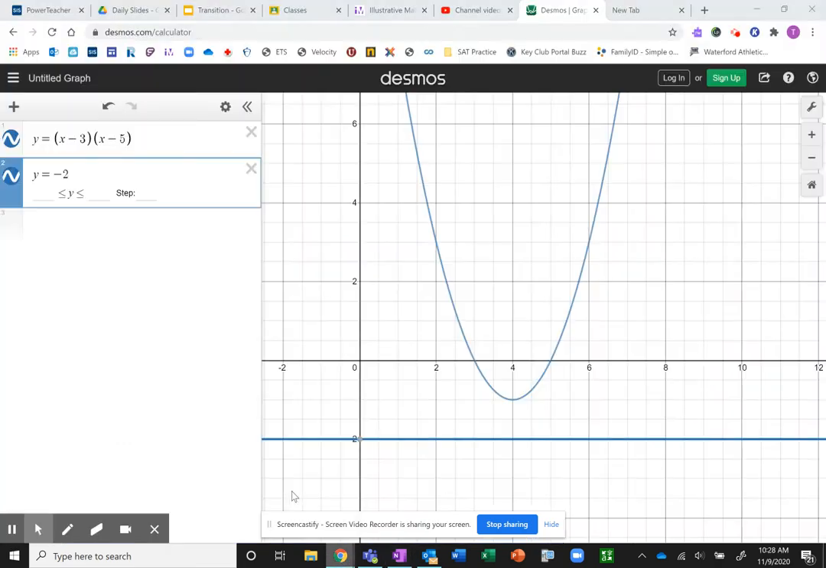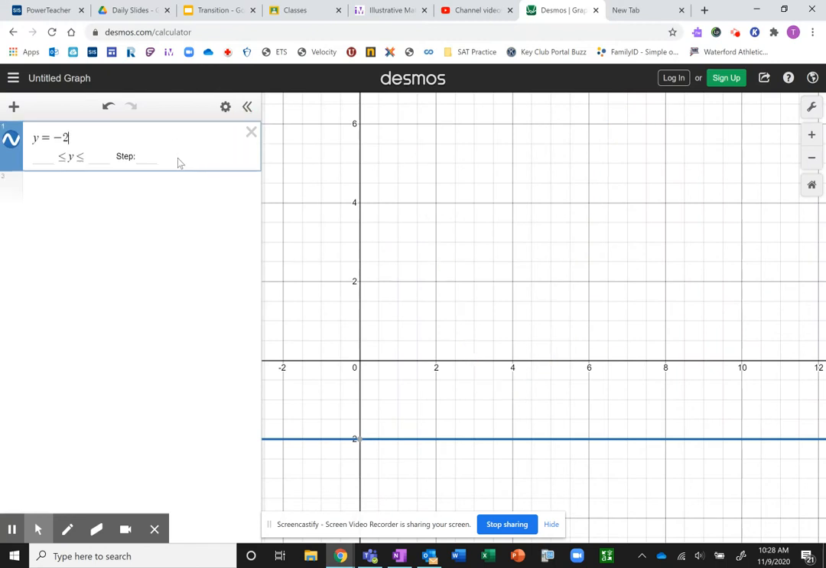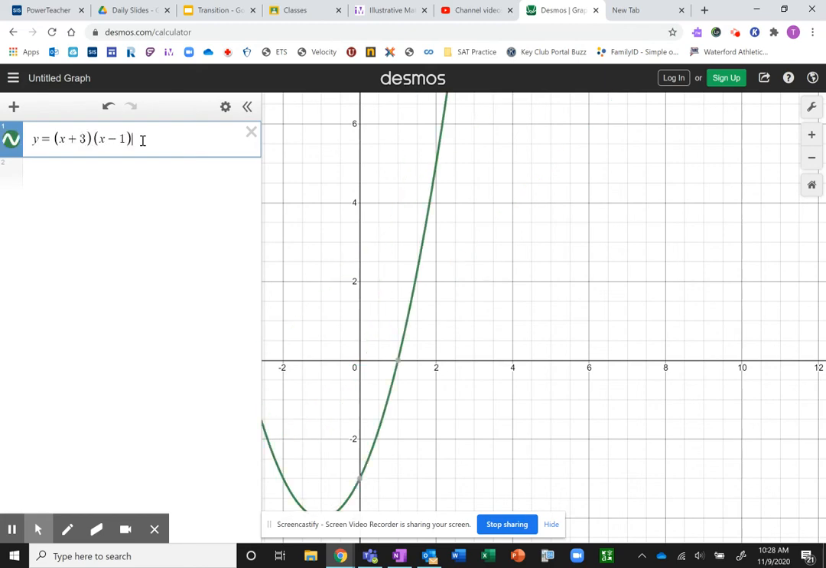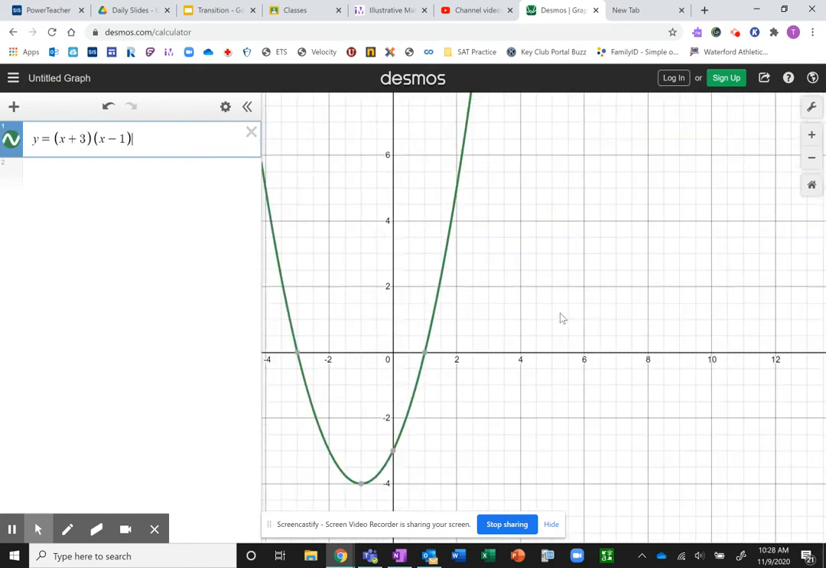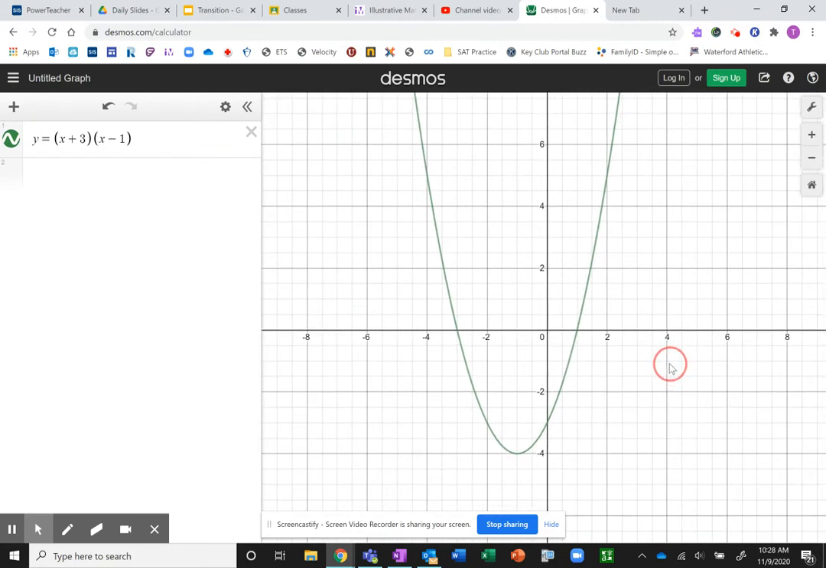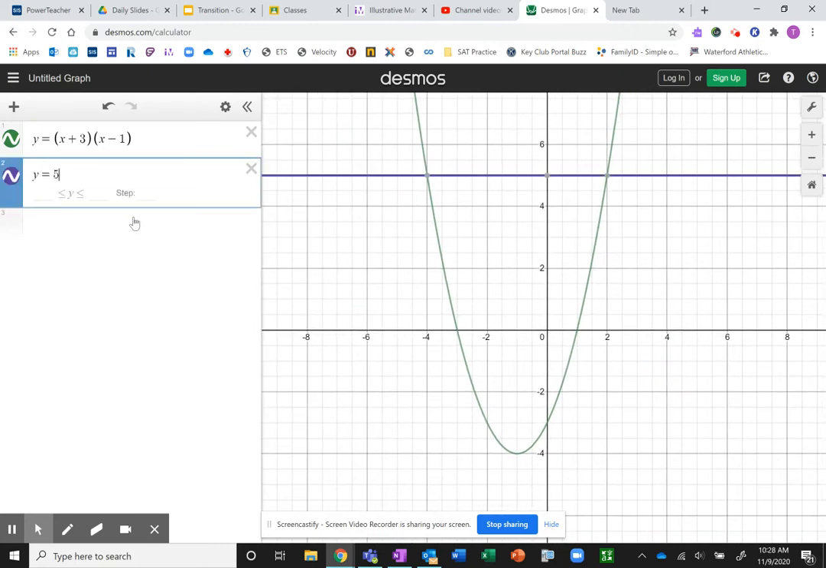So x plus 3, x minus 1. So we're going to do y equals x plus 3, x minus 1. So we have a parabola here that we were expecting. And now we're just going to see, does it intersect and cross with the line 5? Look at that. It does. So there are 2 points at which both of these will simultaneously be true.